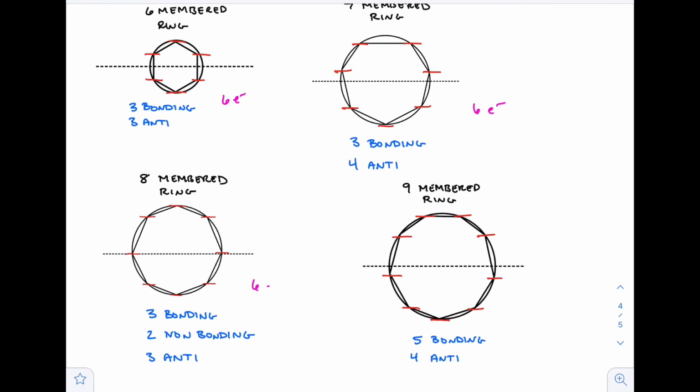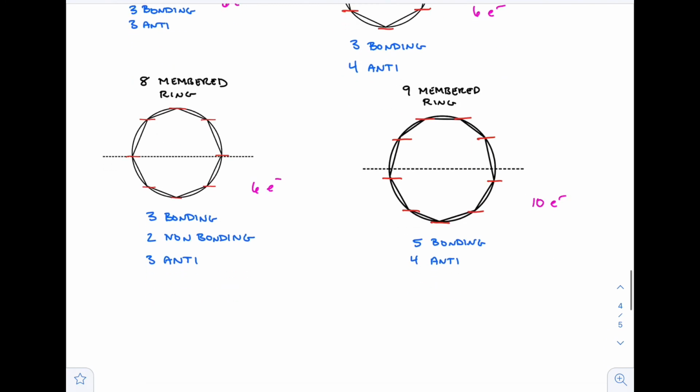6 electrons. 7 membered ring. 6 electrons. We want to fill it. 6 electrons for the 8 membered ring and 10 for the 9 membered ring are what we want in order to fill up these molecular orbitals, right? And notice for the 8 membered ring we have non-bonding electrons. Nice, right?